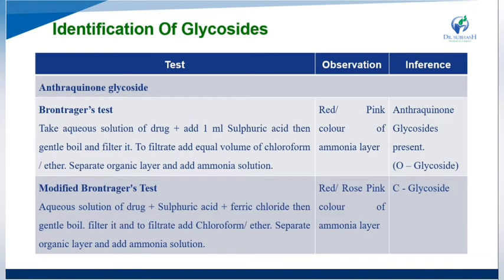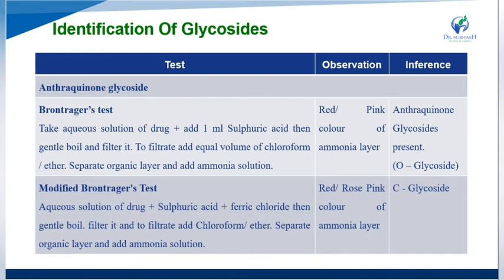So in aqueous solution, add sulfuric acid plus ferric chloride, then gently boil. After the boiling procedure, filter and collect the filtrate. To the filtrate, add chloroform and ether, then separate the organic layer and add the ammonia solution.